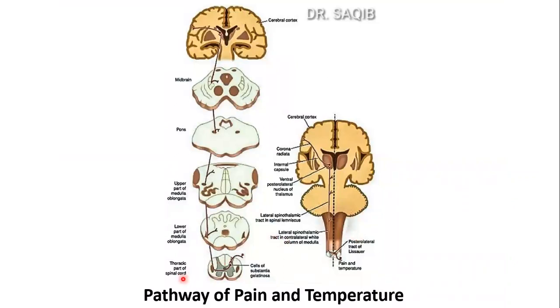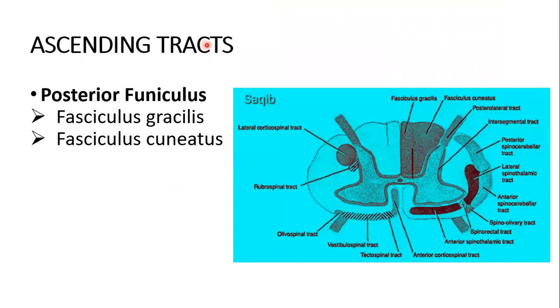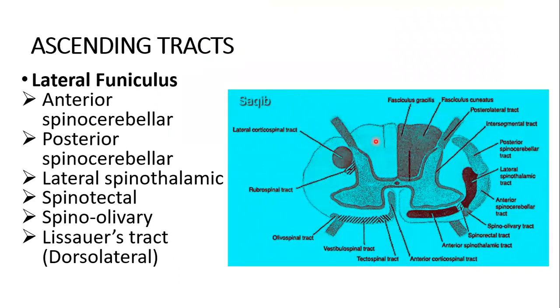Right, this is the pathway of pain and temperature, which is the lateral spinothalamic tract. I will describe it very soon. So the ascending tracts with their positions in the cross section of the spinal cord white matter. Posterior funiculus is this, right? Fasciculus gracilis and fasciculus cuneatus. And ascending tracts, lateral funiculus. This is the lateral funiculus, and here are shown the ascending tracts: anterior spinocerebellar, posterior spinocerebellar, lateral spinothalamic, spinotectal, spinoolivary, and Lissauer's tract, or the dorsolateral.